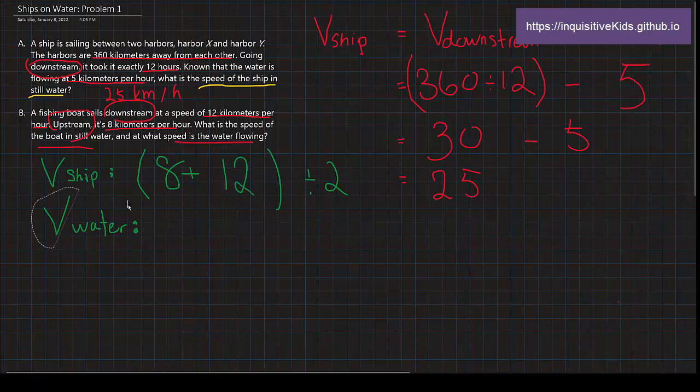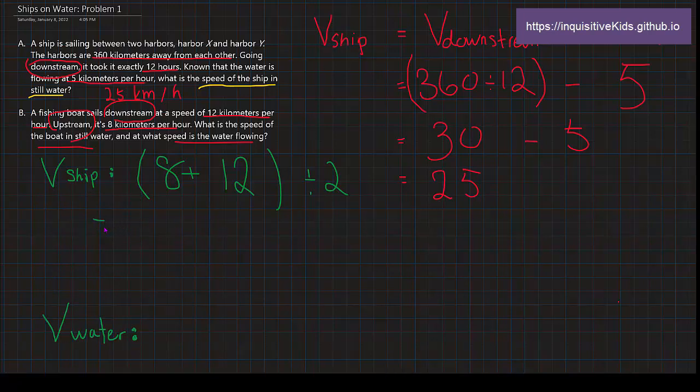And I'm just going to move this down here. All right. What does this equal? First we do the parentheses, so 20 divided by 2, which is equal to 10. So the velocity of the ship is 10 kilometers per hour. Now we have the first question solved, but there's still the second question, the velocity of the water.